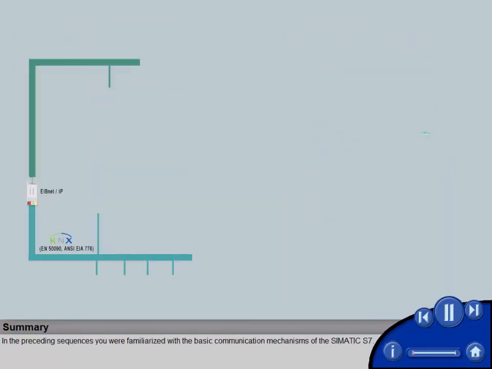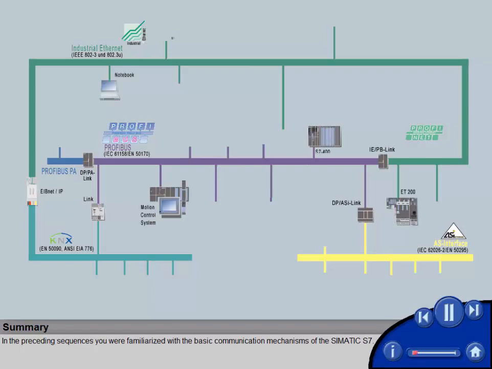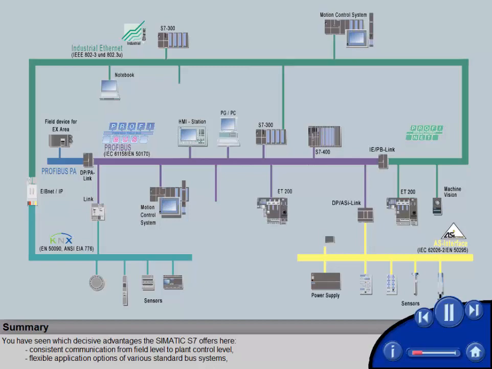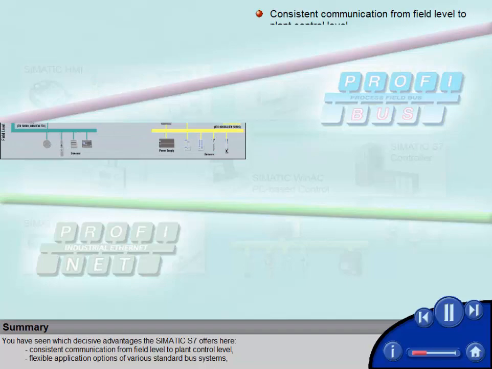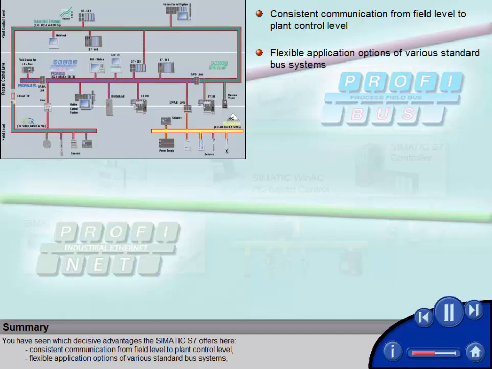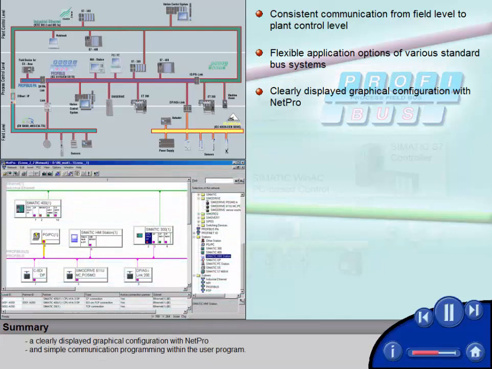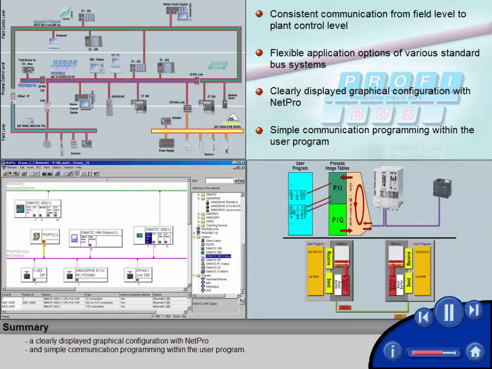In the preceding sequences, you were familiarized with the basic communication mechanisms of the SIMATIC S7. You have seen which decisive advantages the SIMATIC S7 offers here. Consistent communication from field level to plant control level, flexible application options of various standard bus systems, a clearly displayed graphical configuration with NetPro, and simple communication programming within the user program.